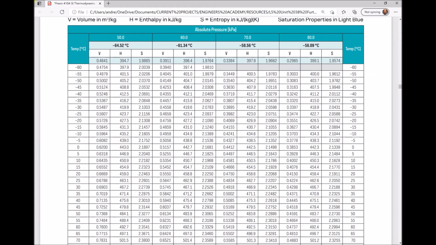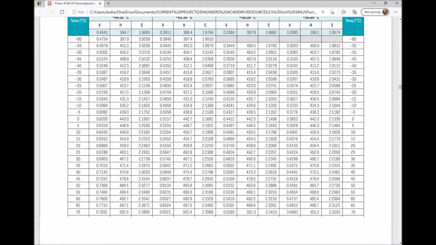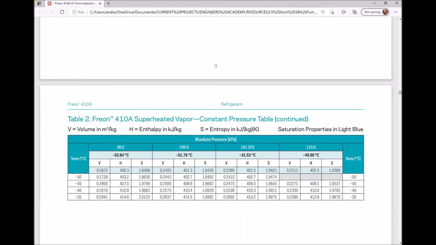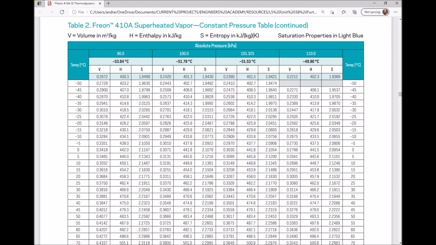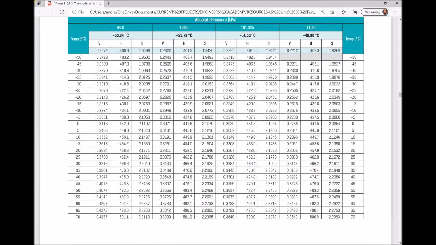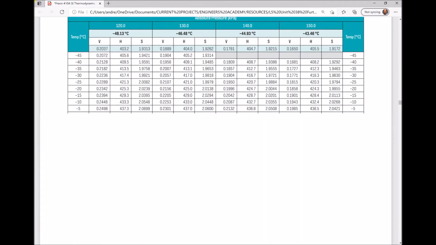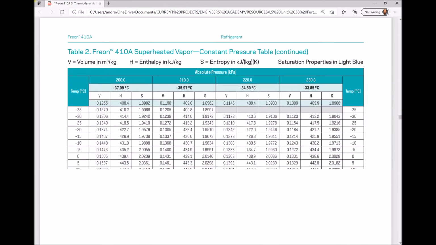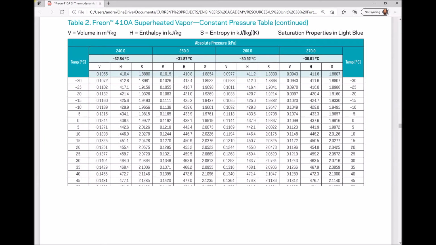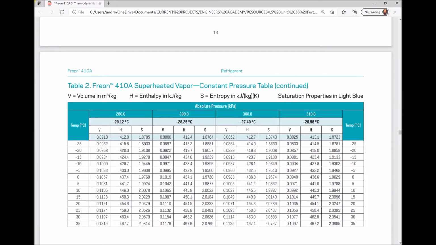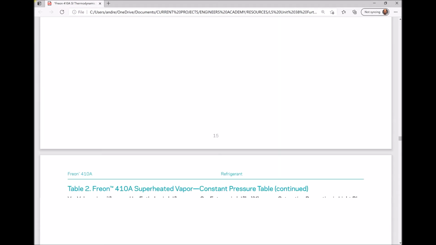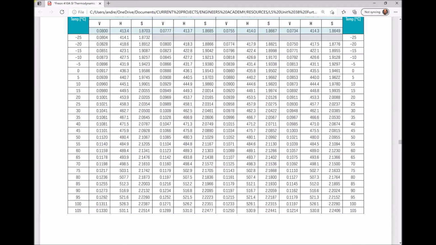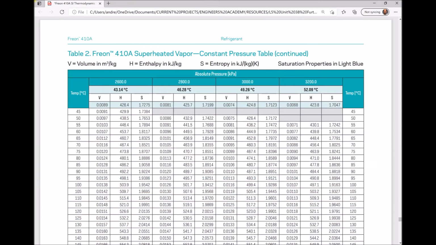The next page is for pressures between 50 and 80 kilopascals. Next we have 90 to 110. So we need to scroll all the way down until we get to the pressure of 2,800 kilopascals. So you'll notice that there's a lot of pages here because what we're representing is a huge amount of information for this refrigerant at different pressures and temperatures.